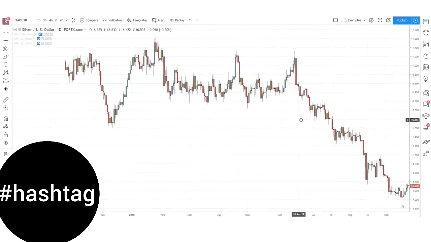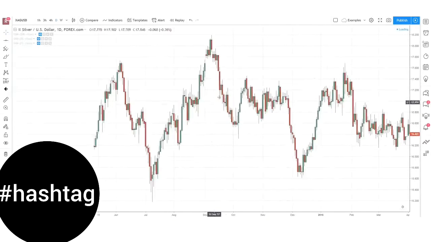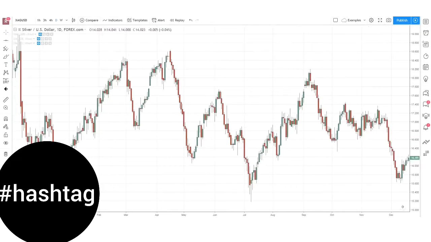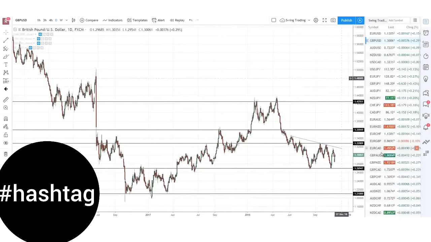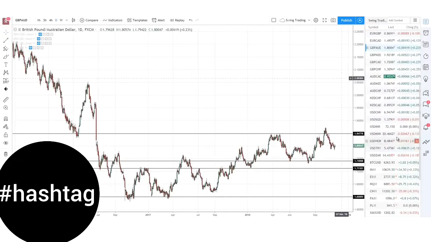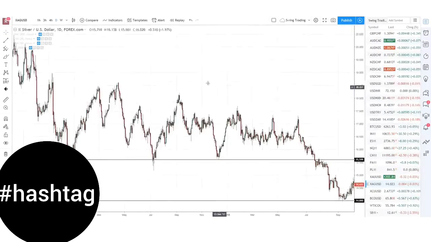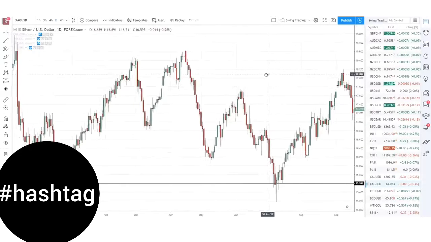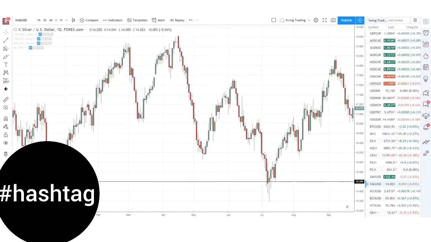Right, we are looking for a power move down here. Okay, so if we look at silver, let me just use this instead because my levels are already drawn here. So silver, okay, looking back, a power move into support.